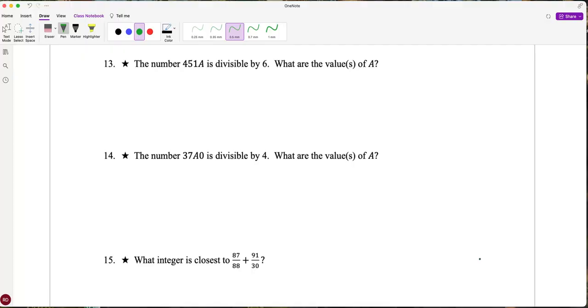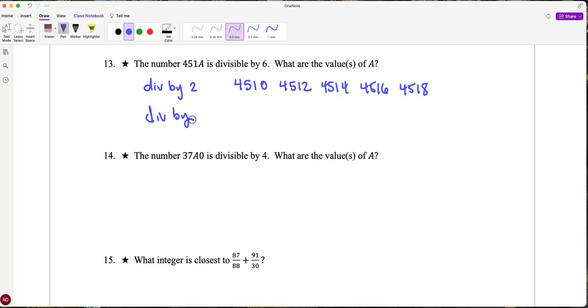The number 451a is divisible by 6. What are the values of a? If it's divisible by 6, it has to be divisible by 2. So that means it could be 4510, 4512, 4514, 4516, 4518. If it's divisible by 3, okay, these numbers add to 10, so that's not divisible by 3.